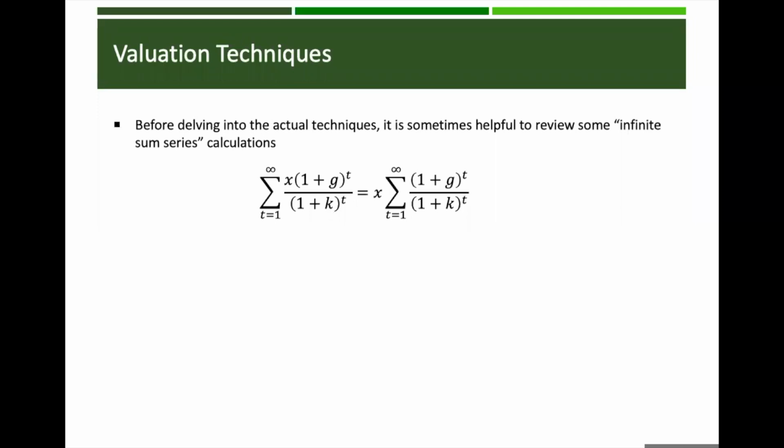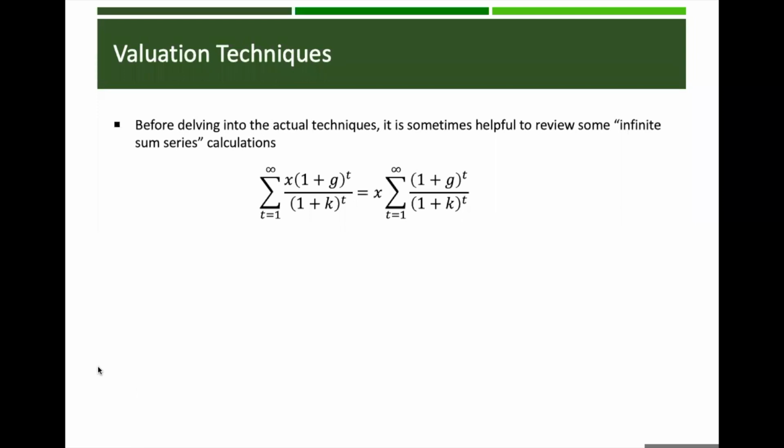A few things that you need to know ahead of time. Growth rate is greater than 0 and less than the cost of capital. Cost of capital is less than 1. That's an important assumption to make. Otherwise, this doesn't work. When you see the final formula, you'll probably know why.